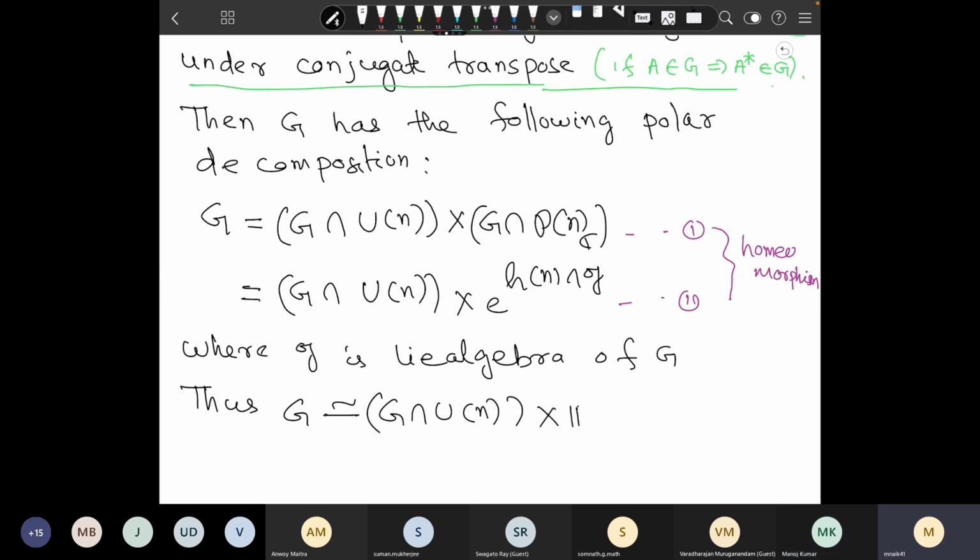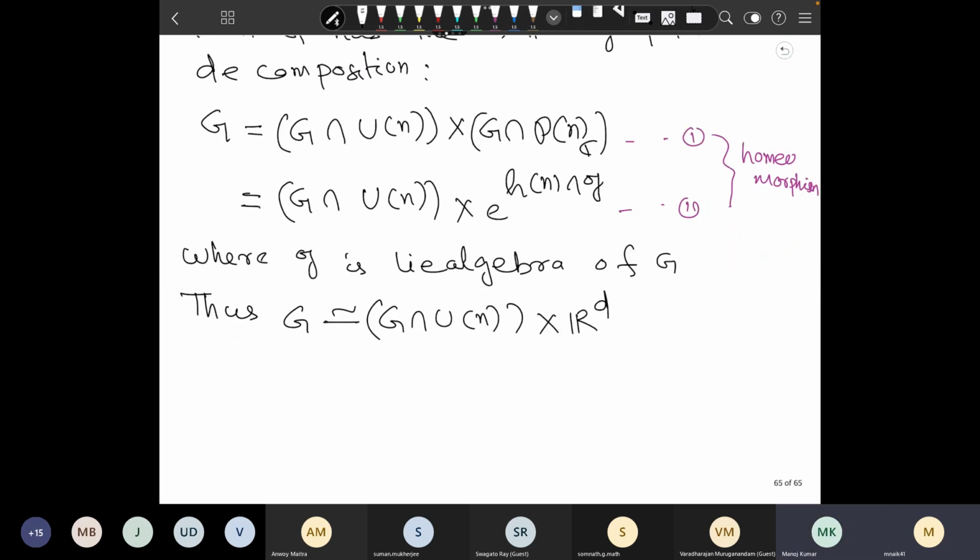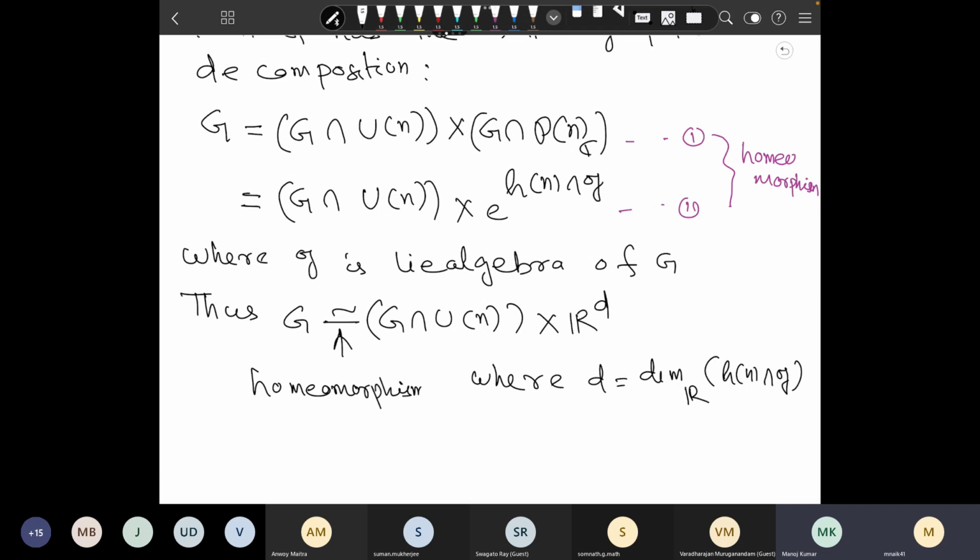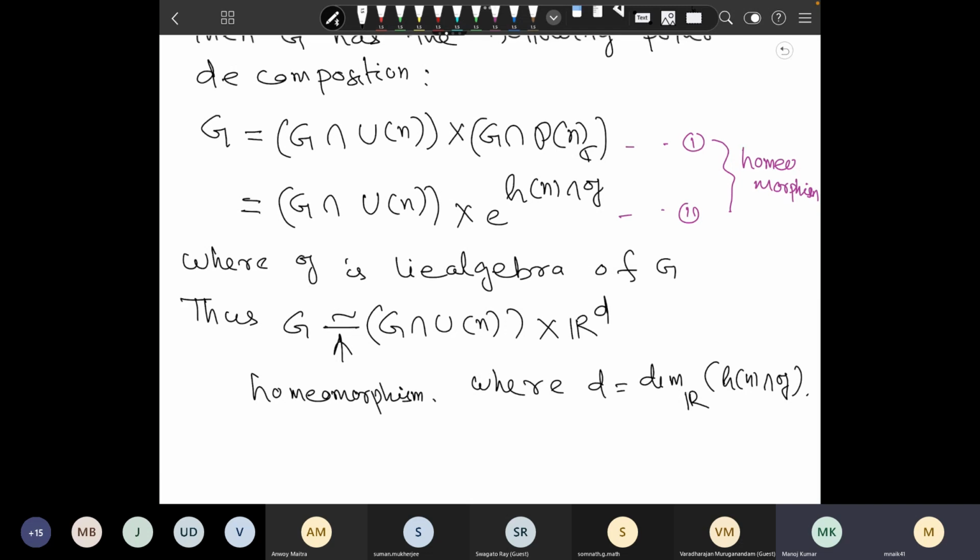Into R to the power D, where D is equal to the dimension of the Lie algebra. This is a homeomorphism. Okay, the statement I think is clear to everybody.